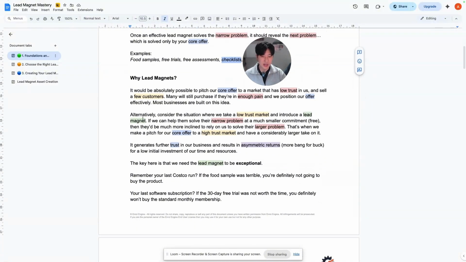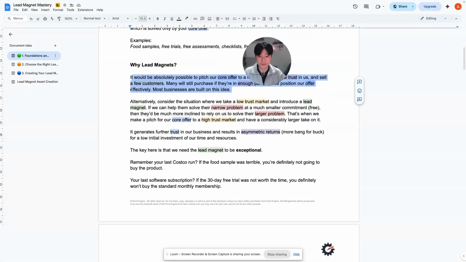Now, alternatively, I want you to consider the situation where we take a low trust market and introduce a lead magnet. If we can help solve their narrow problem at a much smaller commitment, and often for free, then they'd be much more inclined to rely on you to solve their larger problem or their next problem. That's when we make a pitch for our core offer and our paid service to a much higher trust market. They actually know you, you've solved one of their problems, the trust is there, and you'll probably have a considerably larger take on your paid service than if you were to just go with the low trust market and pitch right away.